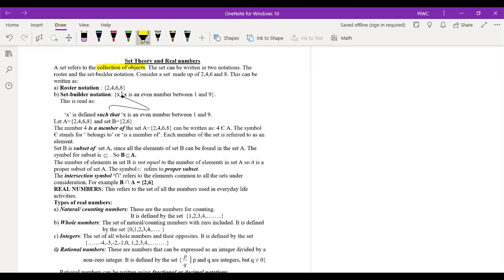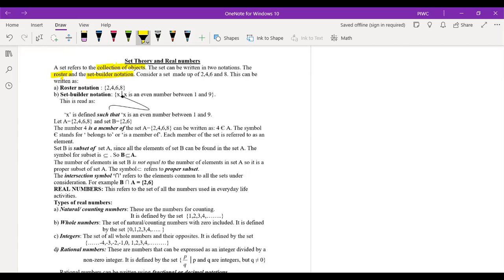Now, the set can be written in two notations or in two ways. The roster notation and what you call the set builder notation. So the roster and set builder notation. Those are the two ways in which you can write a set or name a set.